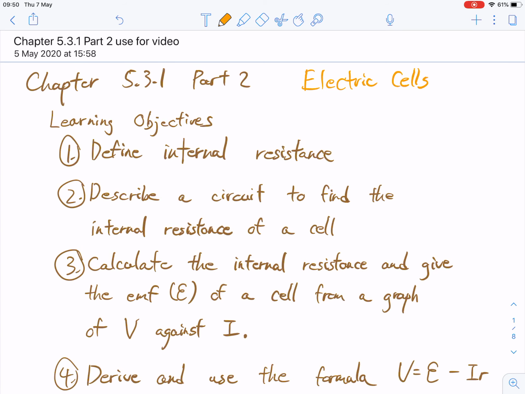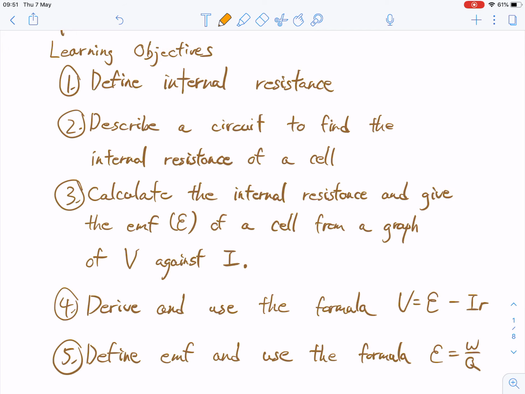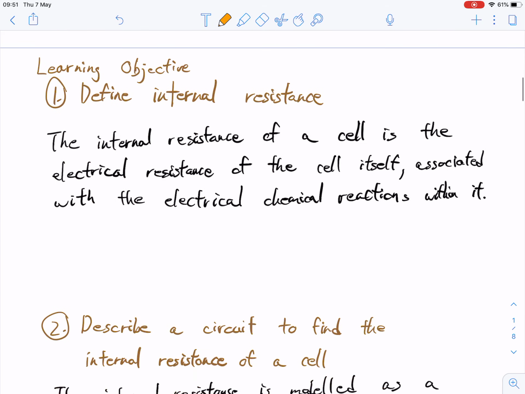This is part 2 and it looks like we've got quite a few learning objectives to cover today, so let's dive right into this. First learning objective is fairly straightforward. We want to define what internal resistance is.